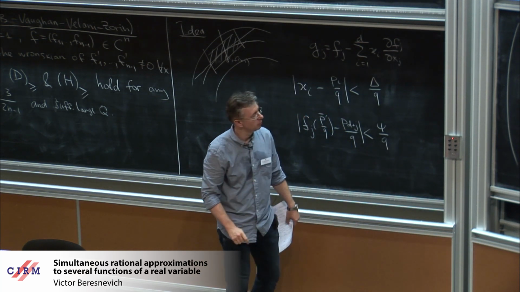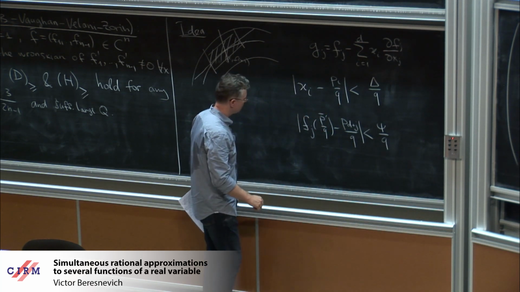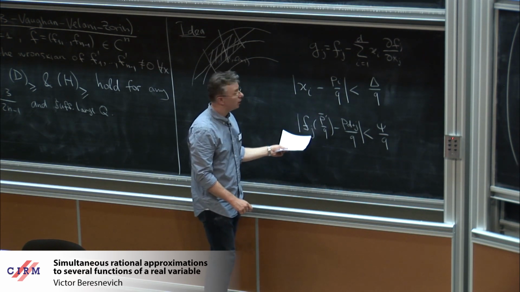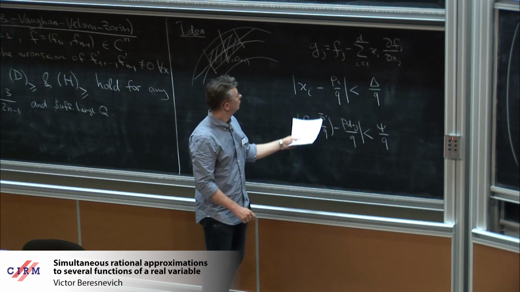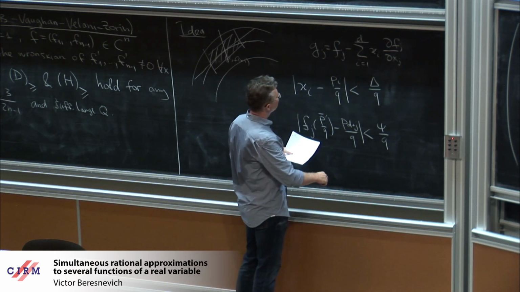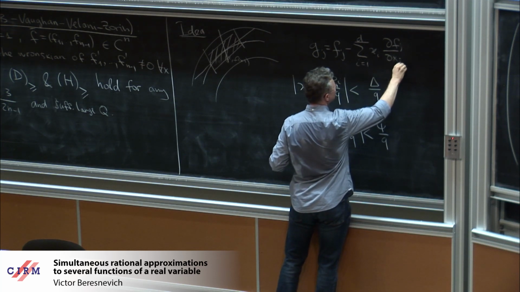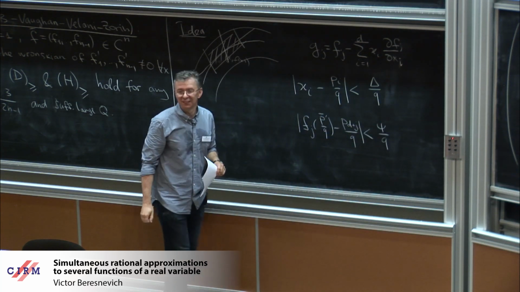Say it again? In the top line on the blackboard, the function G_j, the derivative should be with respect to x_i. Oh yes, thank you very much.